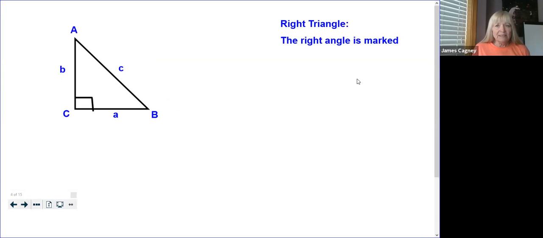Here is the right triangle. One thing I want you to notice about right triangles: you can never assume a triangle is a right triangle unless they have an angle marked with this little box. And this means that this is the right angle. So opposite angle C, which is my right angle, would be the hypotenuse.